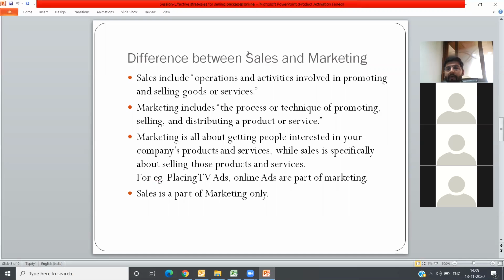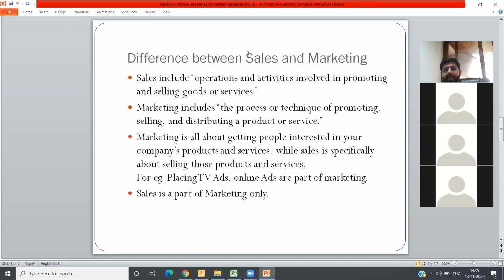Generally, a lot of people get confused between sales and marketing. Both are different terminologies, different with respect to each other. Sales includes operations and activities involved in promoting and selling goods or services. Once you have got the customer, you have to do the set of operations and activities to promote your product or services. Once you have received the lead, then the sales activity begins.